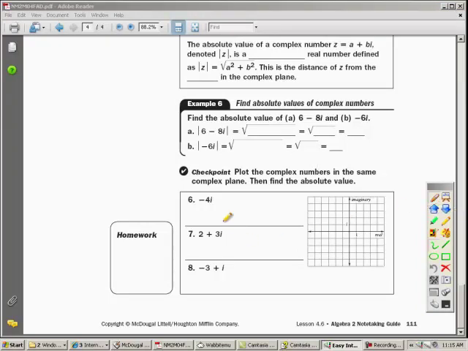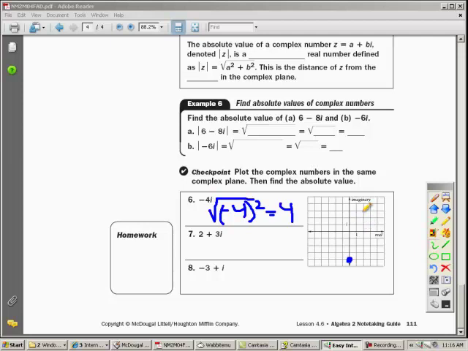All right. So the first thing they ask you to do is find the absolute value. The absolute value of this thing is the square root of negative 4 squared. Well, the absolute value of that would be 4. And its distance from 0, negative 4i, would be 1, 2, 3, 4. 1, 2, 3, right here. Yeah, it's 4 away from 0. That makes sense.